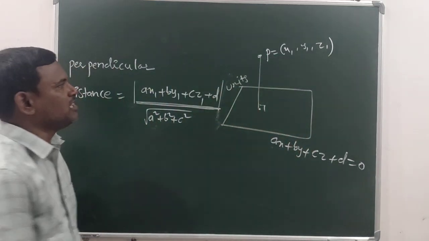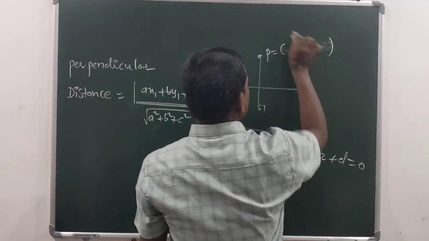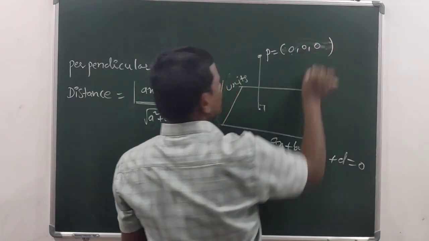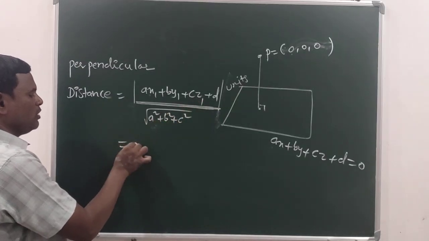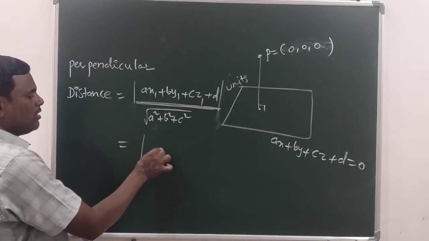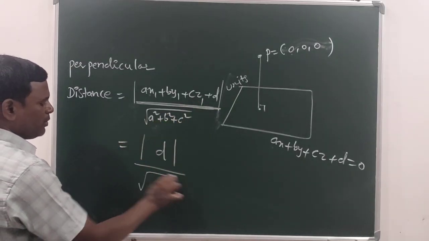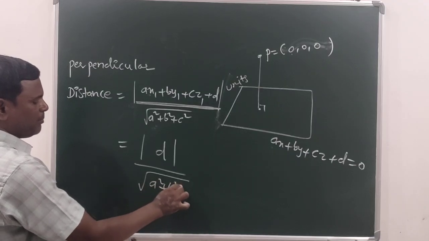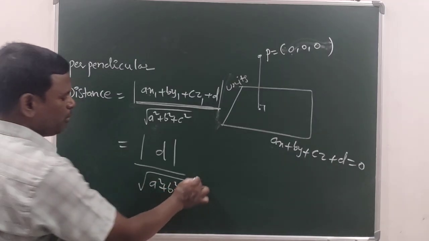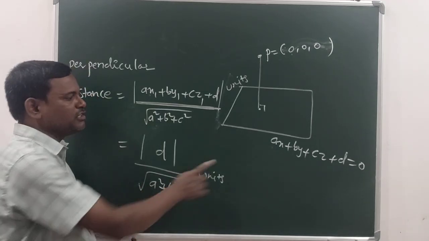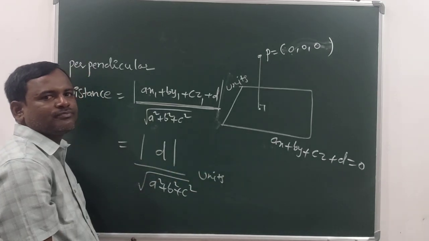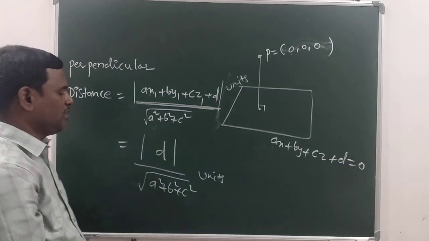So suppose it is the origin. If it is the origin, now replace x1, y1, z1 by 0, 0, 0 so that you will get mod d by root a square plus b square plus c square units. This is the perpendicular distance from the origin to this plane. Okay, students? Right.